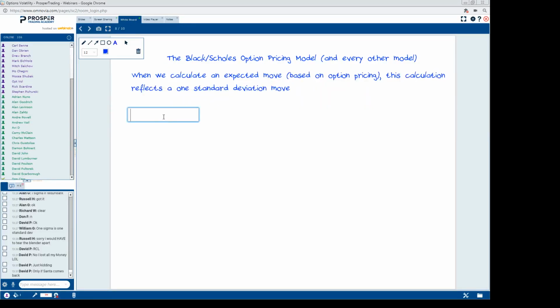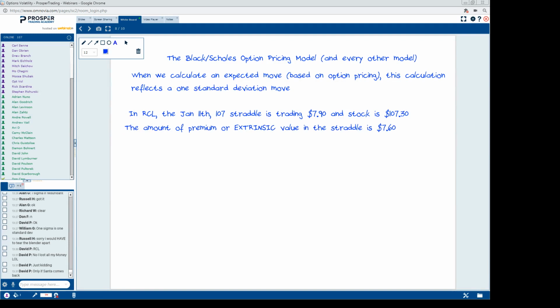So in RCL, the Jan 11th 107 straddle is trading $7.90 and stock is 107.30. So the amount of premium or extrinsic value in the straddle is about $7.60. Okay, was everybody with me on that calculation?